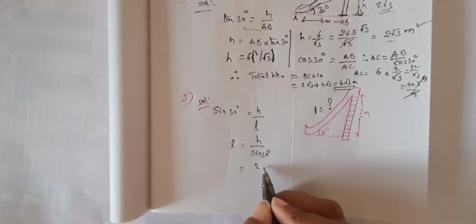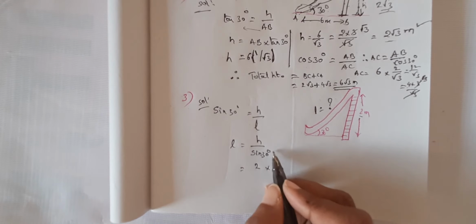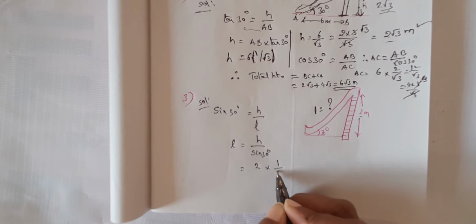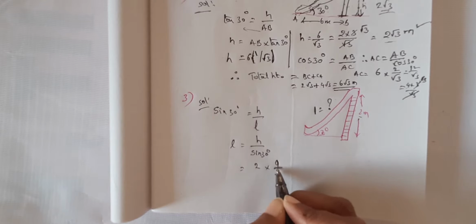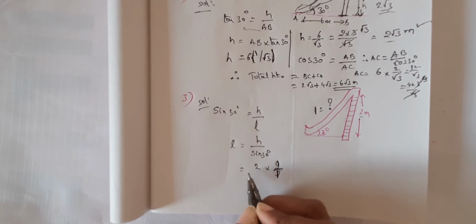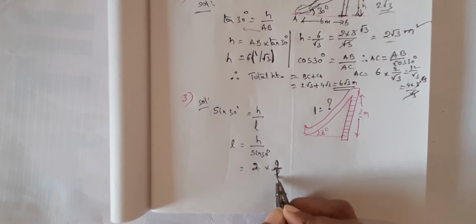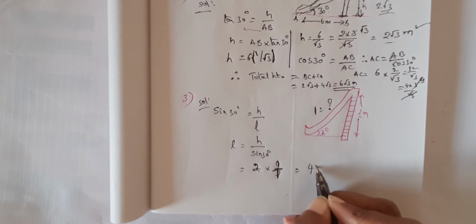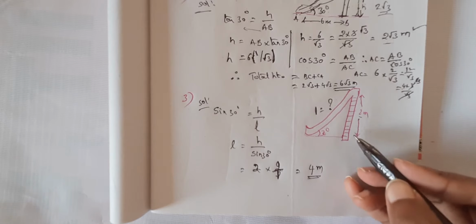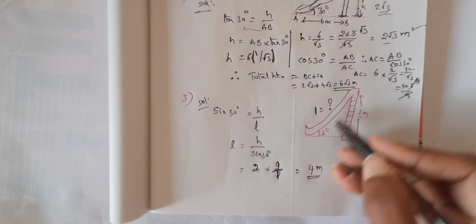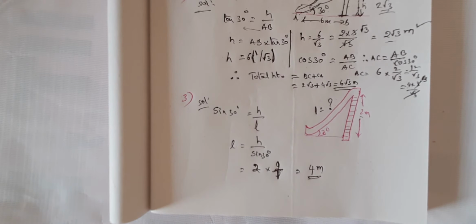2. Sine 30 is 1 by 2. It is in the denominator, I bring it into the numerator. So therefore it is 2 by 1. So 1 by 2 from the denominator is brought to the numerator. Therefore it is 2 by 1. So 2 2s are 4 meters. So if this is 2 meters, this is 4 meters. Clear? Note it down.